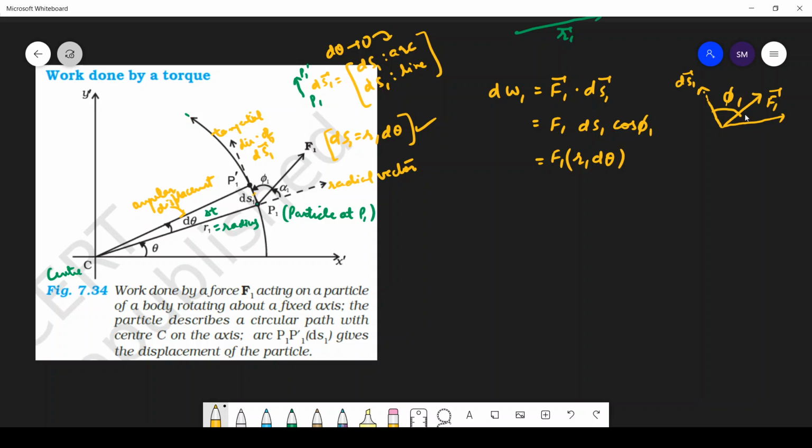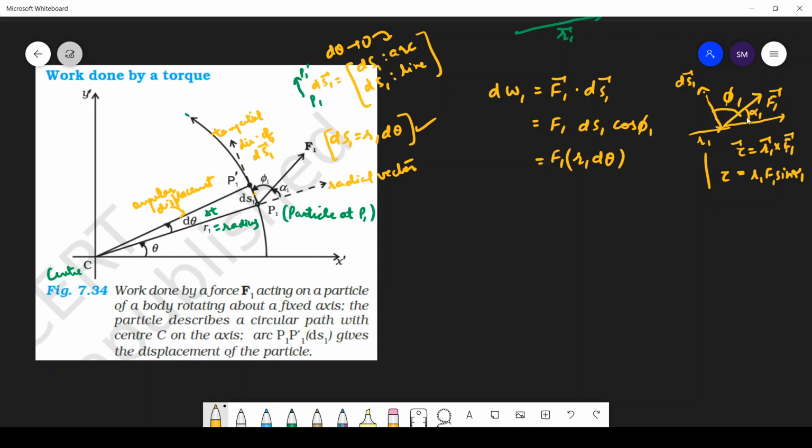The angle between the force and the radial vector is taken as alpha 1. We need it for the torque, right? This is your direction of r1. So when we write the formula, torque is r1 cross f1, and its magnitude is r1 f1 sine of alpha 1. Is it okay, students?